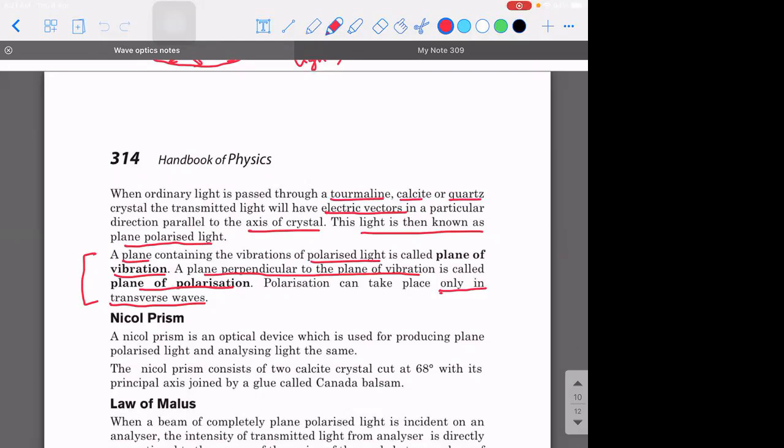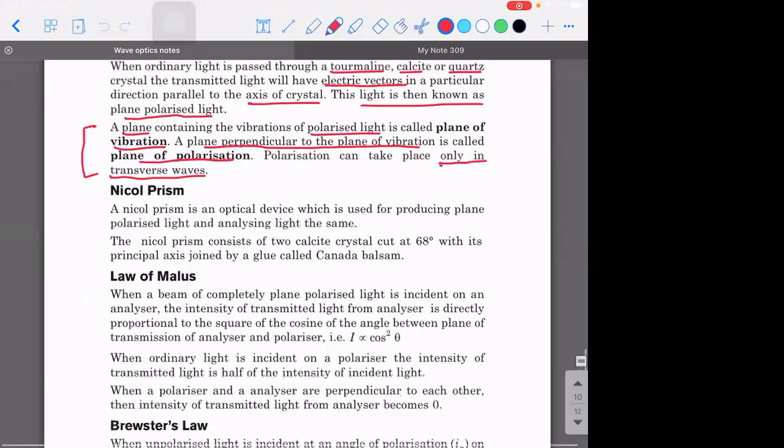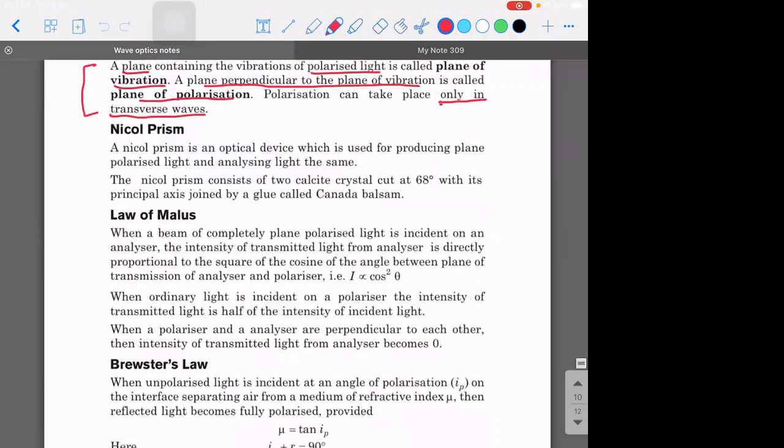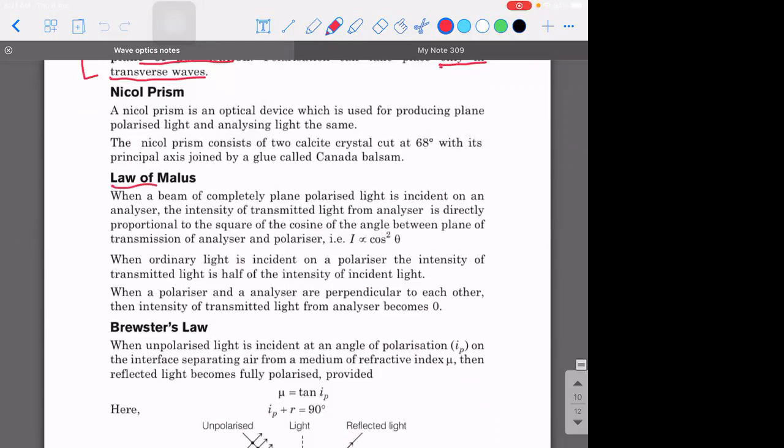I have this doubt. Your video is slightly lagging. If the analyzer's axis is parallel to the axis of the polarized light, then what will happen? Intensity will be the same. Okay, so that's what the law of Malus states.